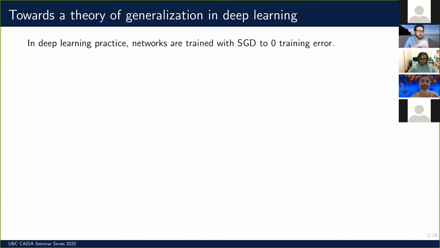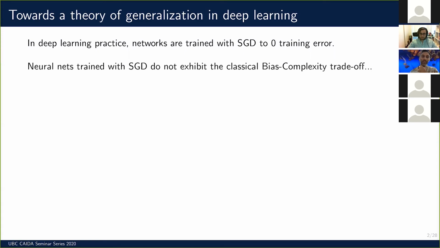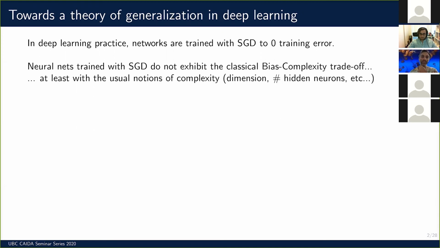All right, so we're working towards a theory of generalization and deep learning. One of the things that makes this difficult statistically is that in deep learning practice, networks are trained with SGD to essentially zero training error, at least in vision. It seems that neural networks so trained by SGD no longer exhibit the classical bias-complexity trade-off, which is the mainstay of classical statistical learning theory, at least when the usual notions of complexity are used, like the dimensionality of the inputs or the number of hidden neurons.